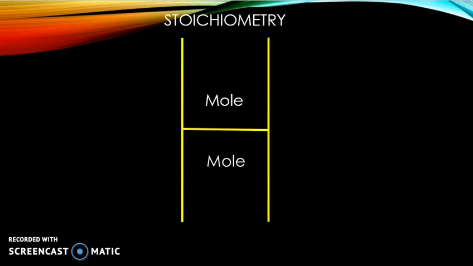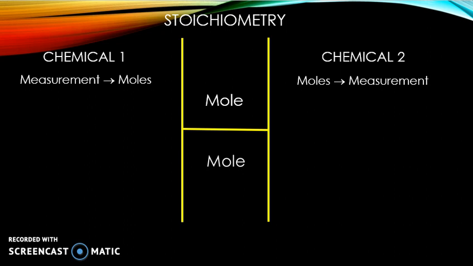What makes one form of stoichiometry different from another is how we get to the mole-to-mole ratio and then how we convert away from the mole-to-mole ratio. In all stoichiometry problems, there are two chemicals. Chemical 1 can be a reactant or it can be a product. It really doesn't matter. But our goal is to take that measurement for that particular chemical and convert it into moles. Our second chemical, our goal is to take those moles and convert them back into a usable measurement, something I can actually go and see and touch and feel in the lab.